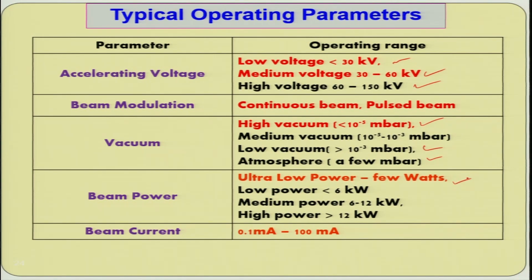Then beam power is there. Ultra low beam power is just a few watts, low power is less than 6 kilowatts, medium is 6 to 12 kilowatts, and high power is greater than or equal to 12 kilowatts. And then another important operating parameter is beam current, 0.1 milliampere to 100 milliampere. So, depending upon the requirements of the feature you are going to create, you have to select accelerating voltage, beam modulation, vacuum in the machining chamber, beam power and beam current. It is important to select the right or optimum machining parameters to get the correct features generated.